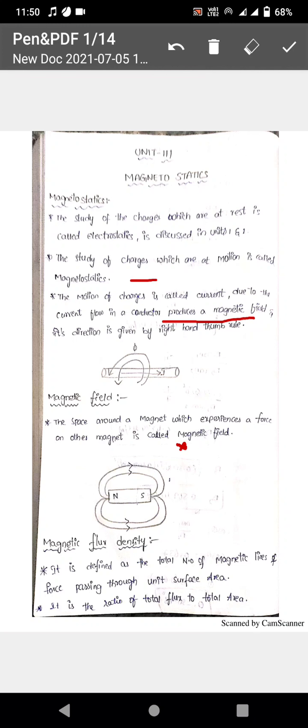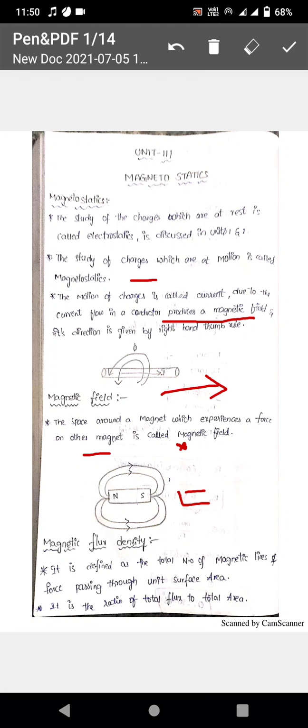According to the right hand thumb rule, if the current direction is like this, then the curled fingers indicate the magnetic field direction. Do you know what is magnetic field? Everybody knows that. The magnetic field is the space around a magnet which experiences a force on another magnet. Suppose you consider a magnet, if you provide another magnet, it experiences a force.